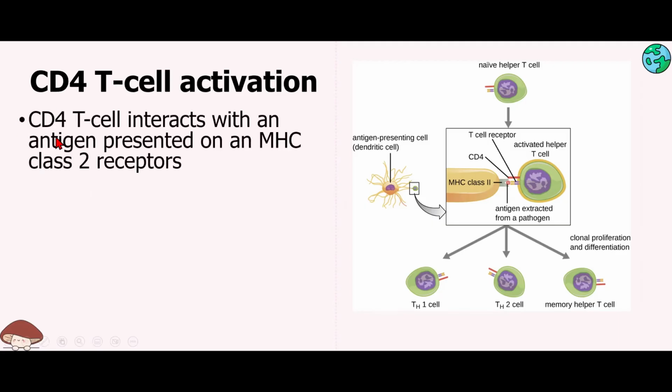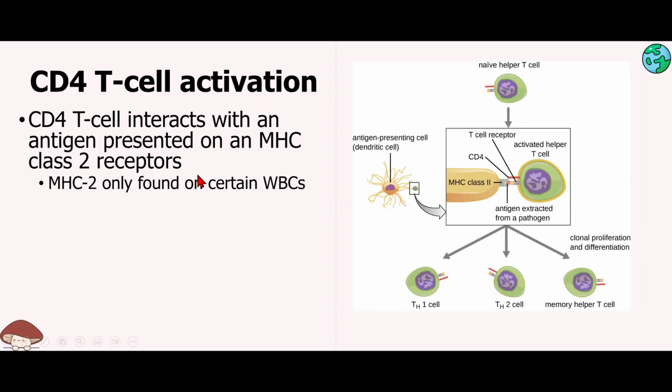And to activate a CD4 T cell, it needs to interact with an antigen. Remember that these receptors recognize antigens, and this antigen has to be presented on a different receptor called an MHC class II receptor. And MHC class II is found on only certain white blood cells. So things like your macrophages, dendritic cells, and B cells, they're the ones that have these MHC class II receptors. So here is a dendritic cell, a special type of white blood cell. It is going to be presenting an antigen on its MHC class II receptor. So here's the MHC class II receptor, and here is the antigen.